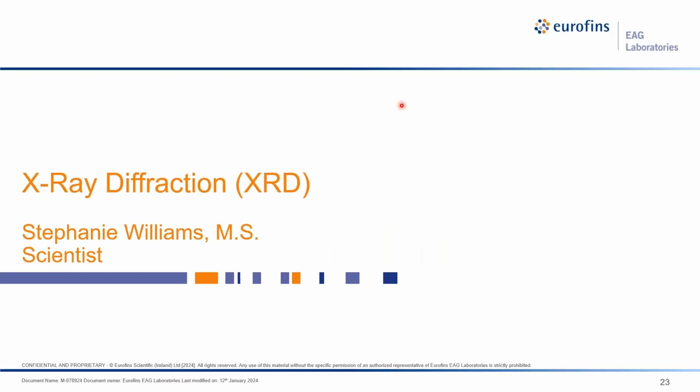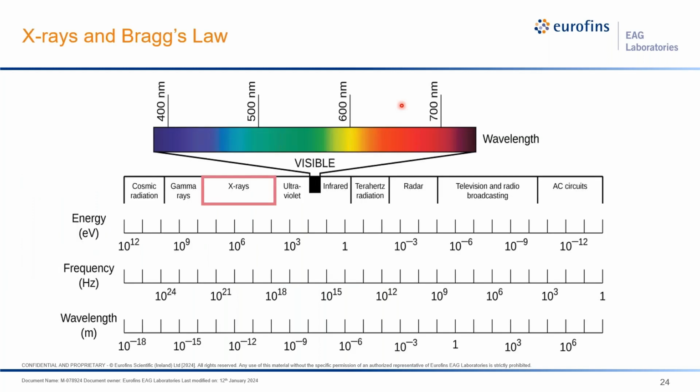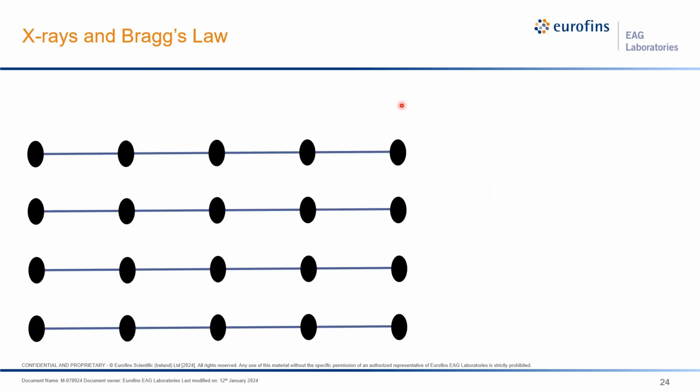So, like you said, my name's Stephanie Williams, and I'm going to be talking about the X-ray diffraction and how that ties into our materials identification. So first, we're going to talk about X-rays. X-rays are, and I know I'm a little biased, but they're one portion of the electromagnetic spectrum, and we use those X-rays in a very interesting way.